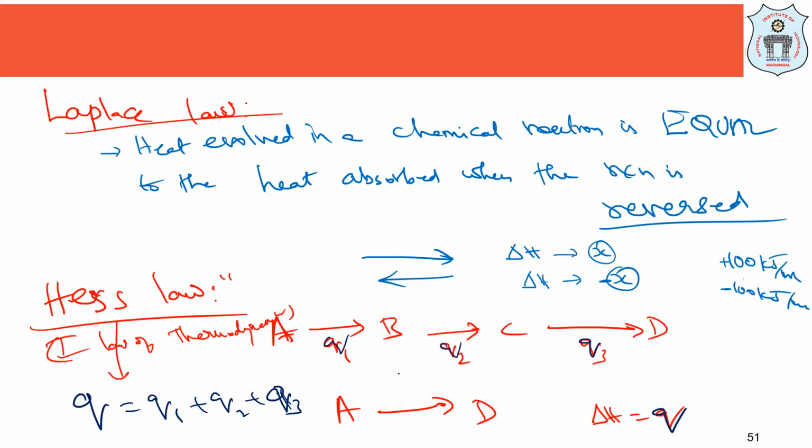Okay. So if a reaction is taking place in a single step or multiple steps, from the raw material to the product, the delta H is the same. Okay. So that's what Hess law states.